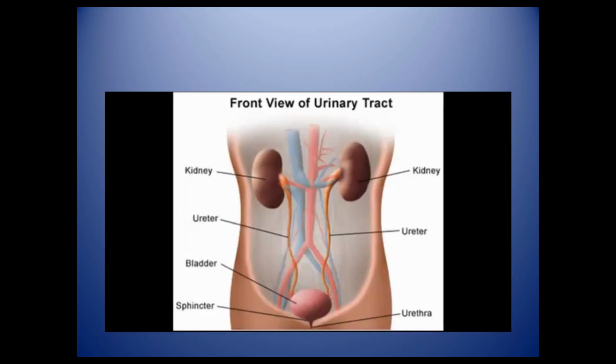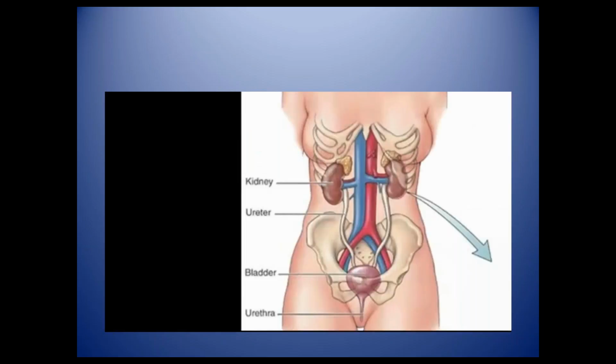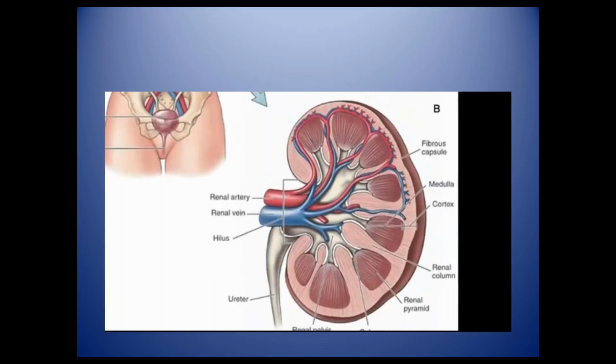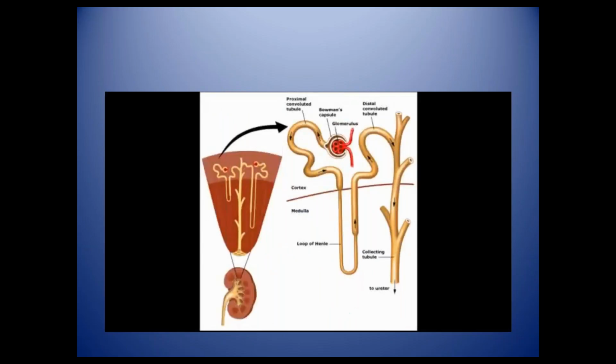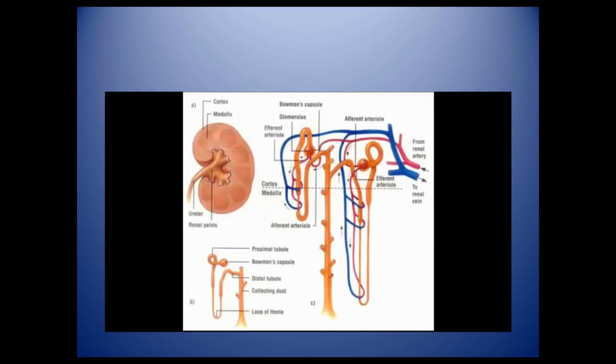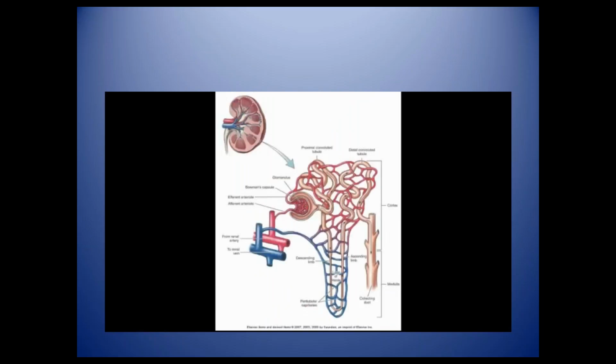Now, we did the overall anatomy: kidneys, ureter, bladder, urethra. Now we're going to take the kidneys and look at the microscopic units, the little microscopic things going on inside the kidney. The nephron is the functional unit of the kidney. There are millions of nephrons in each kidney. These are the tiny little filters that will take the blood and turn it into urine.